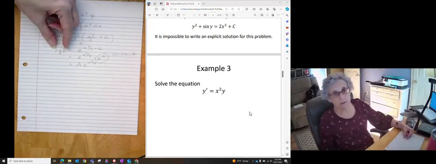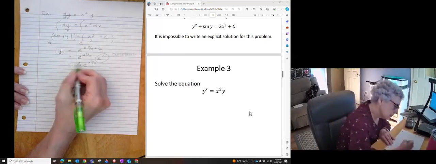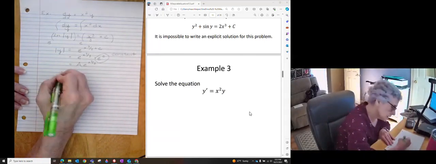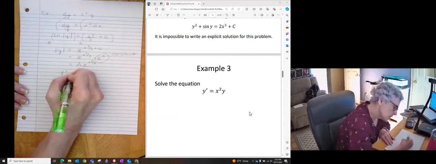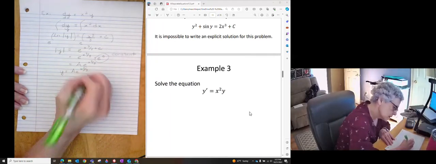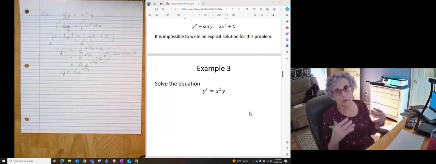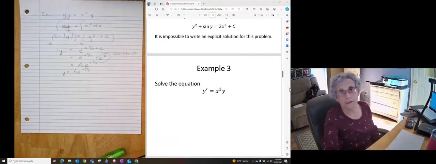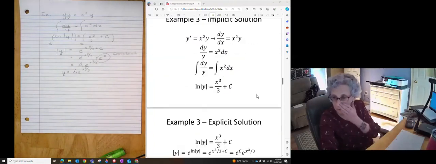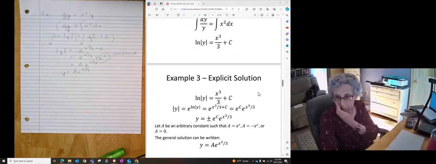Now I have an absolute value here. I can make use of this A to make sure that it's positive, so we can just say that y is equal to A e to the x cubed over 3. We use that constant to take care of the absolute value. And there's the pretty answer.